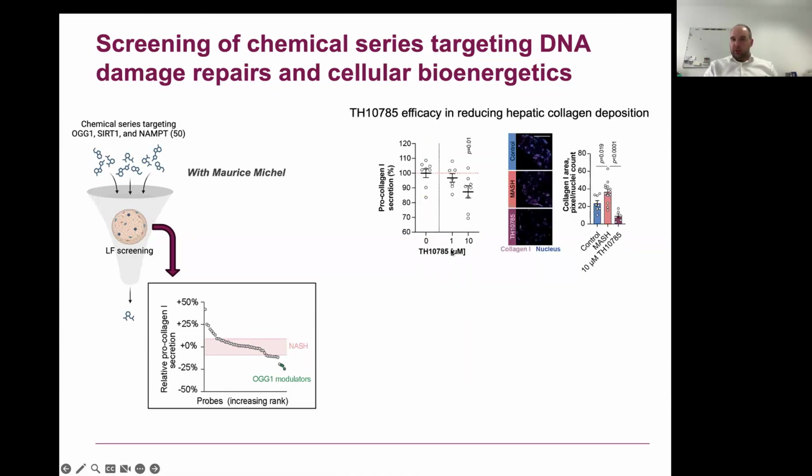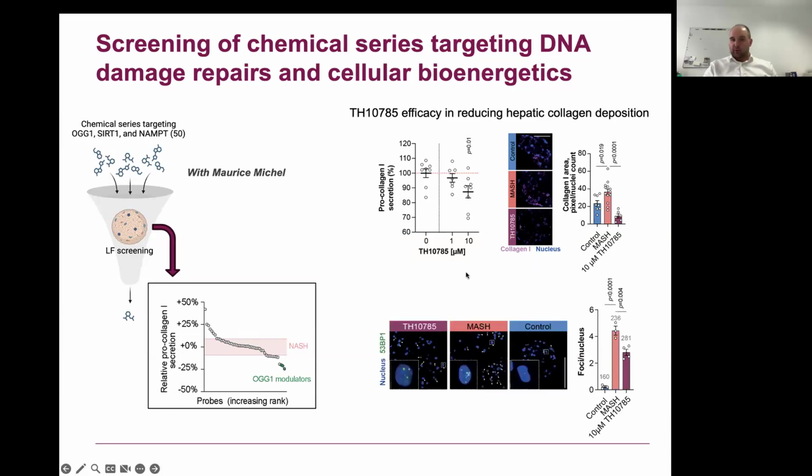One of them, then we zoomed in, this TH10785. We saw a dose-dependent reduction in procollagen secretion, and also consistent with the overall hypothesis, we saw that there was a reduction in these DNA damaged foci. So this is here a staining by p53 binding protein. There are many of these foci in the MASH samples, virtually none in the control samples. And if we treat those MASH samples then with TH10785, they are significantly less. So being in line with the facilitated DNA damage repair. So this nicely shows that for a proof of concept, we can zoom in or prioritize different compounds in the chemical series for the most effective ones.